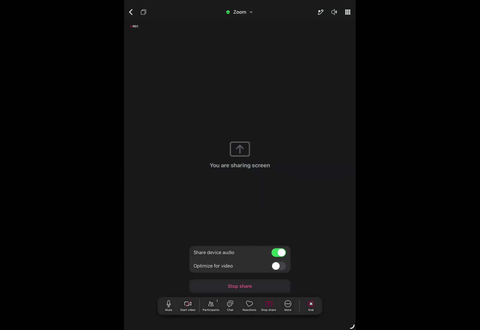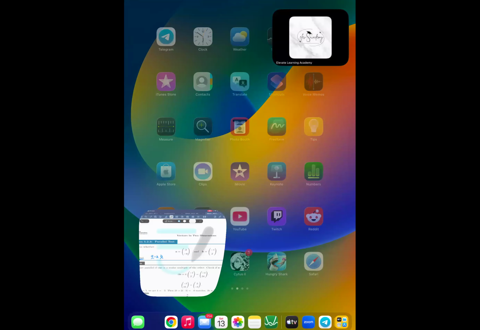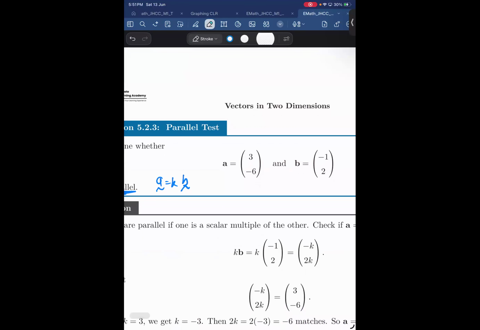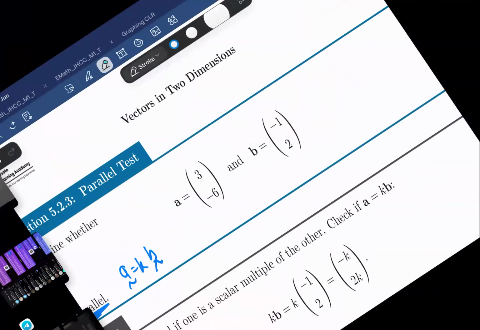Okay, let's finish up this question. For this question, as mentioned, what you must do is to check whether one vector is a scalar multiple of the other. Meaning that if there is a K such that A equals to K times B.